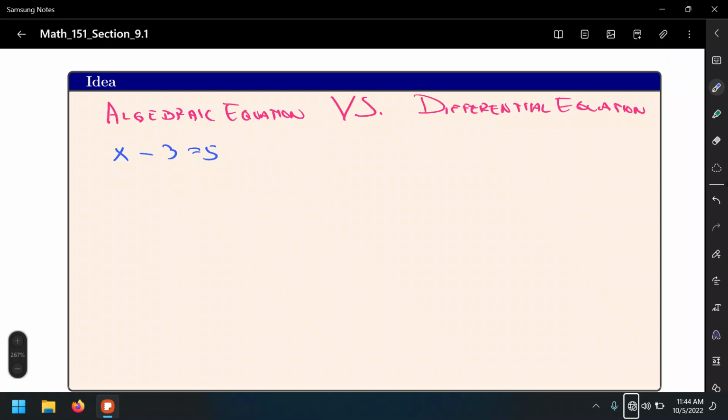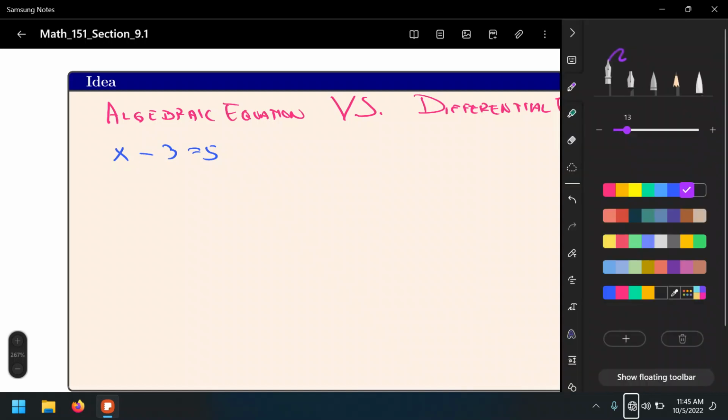Whenever we want to solve an equation, we do the same operation to both sides of the equation. What we do is the opposite of what we have, to get the x isolated. So in this case, we need to get rid of this negative 3. We would have to do the opposite, which is add the 3 to both sides. All right. So that's going to give us x equals 8.